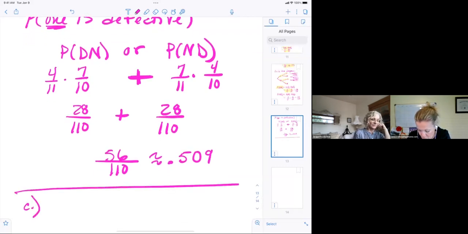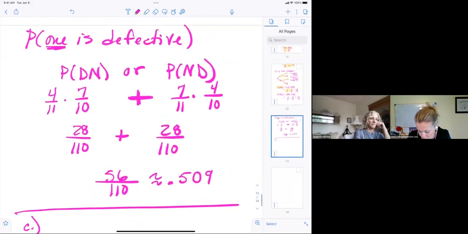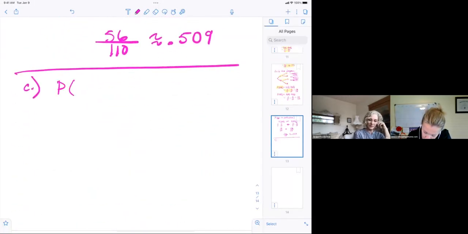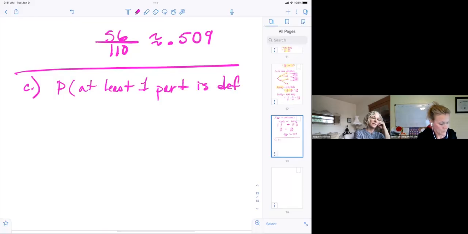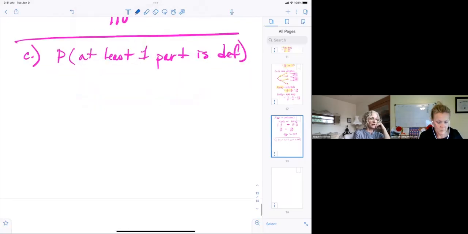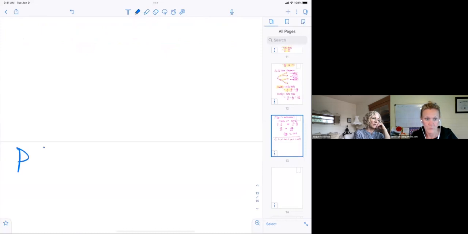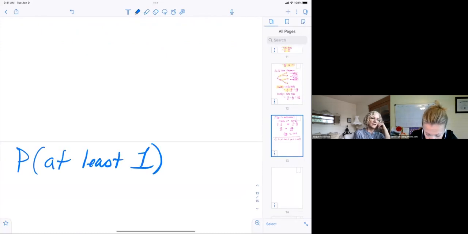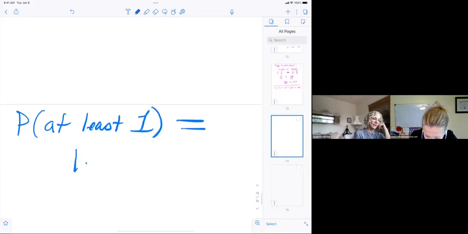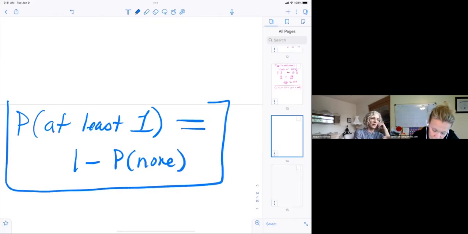Part C. Part C says, what is the probability that at least one part is defective? Here is a rule you need to memorize. I know I said you don't need to, but this one you do. Probability of at least one is the same as 1 minus the probability of none. This is going to be so helpful for you.